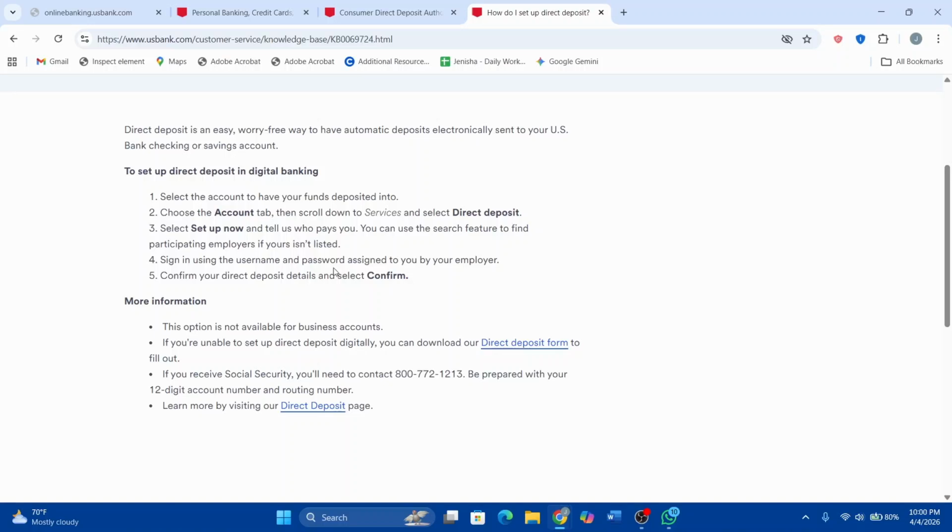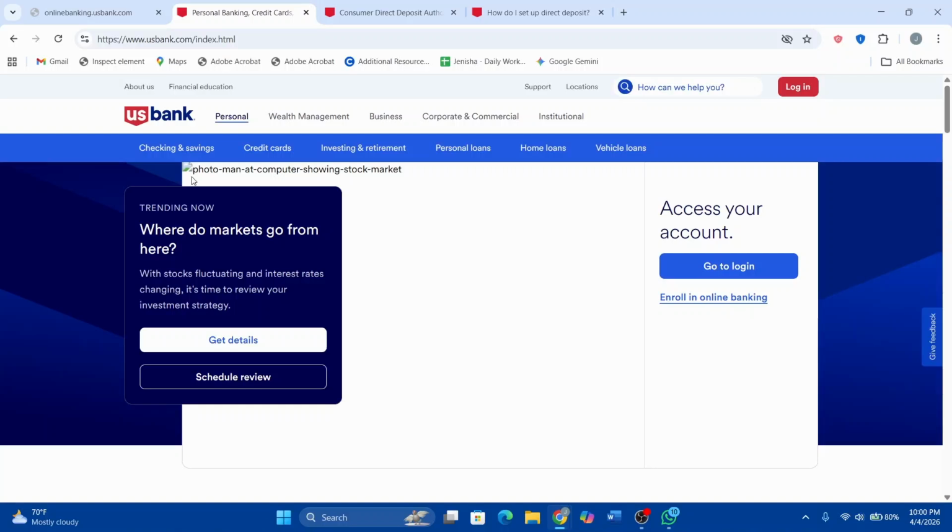After that, you can verify your deposit. You can log in to online banking of US Bank and check whether your deposit has arrived on your payday or not. And that's it. Usually, this is how you should be able to set up direct deposit with US Bank.